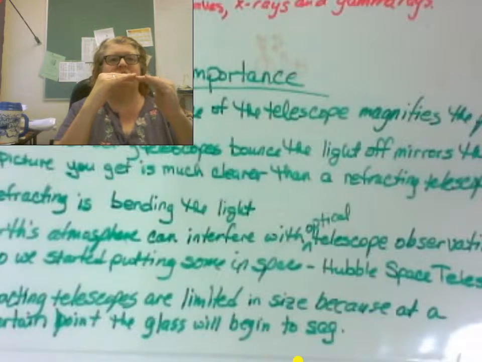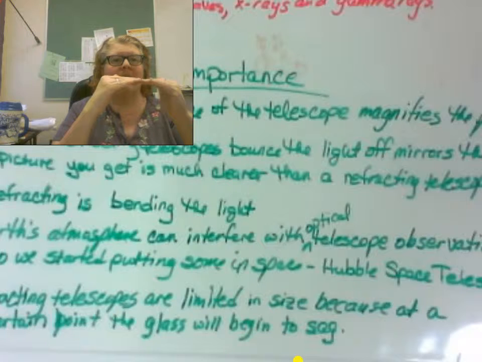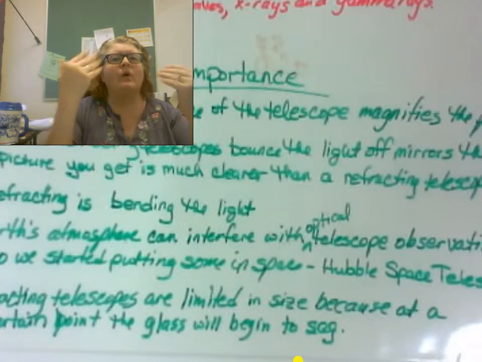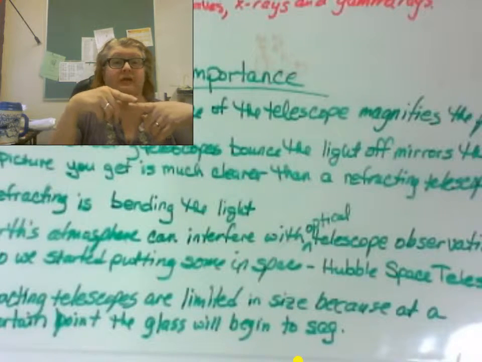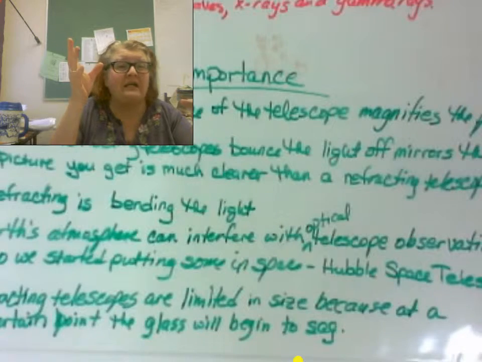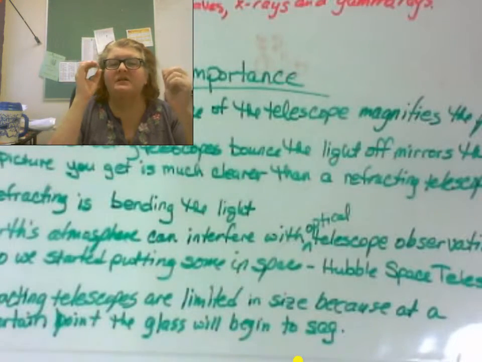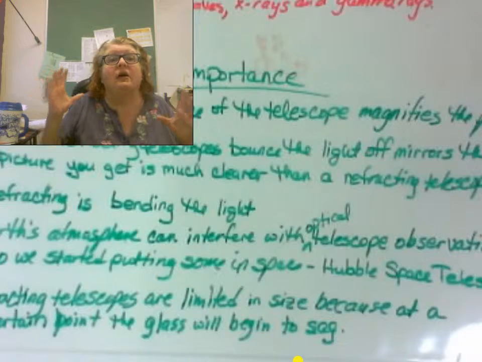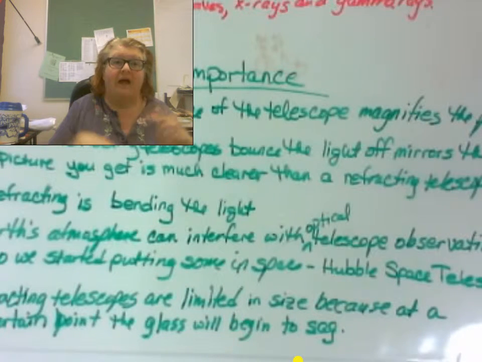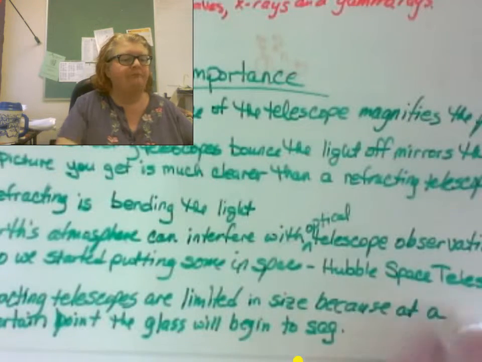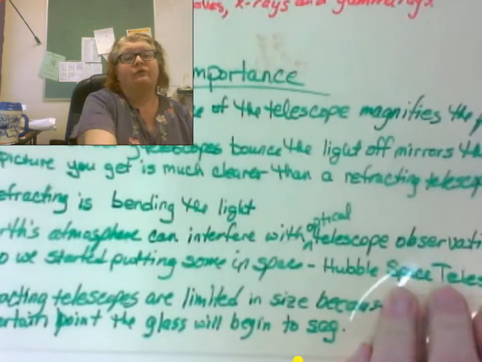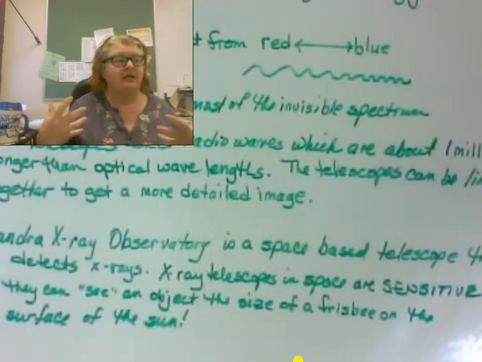Have you ever seen a bookshelf where you keep putting weight on it, and eventually you've got a curve? That's what happens with the lens. It starts to sag, and when it does that, it distorts the picture. Now everything's all blurry and just not clear at all. So you can't have a big ginormous refracting telescope. That's how we invented the reflecting telescopes and went, hey, this is so much better. So that is why refracting telescopes are not used a lot.